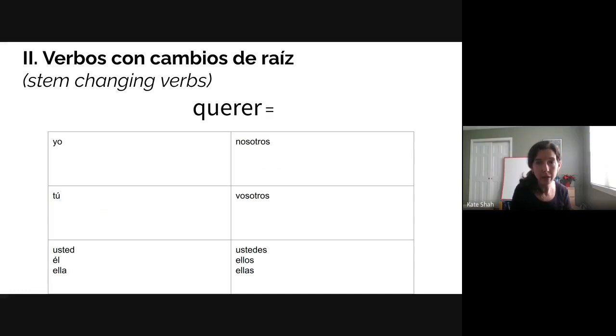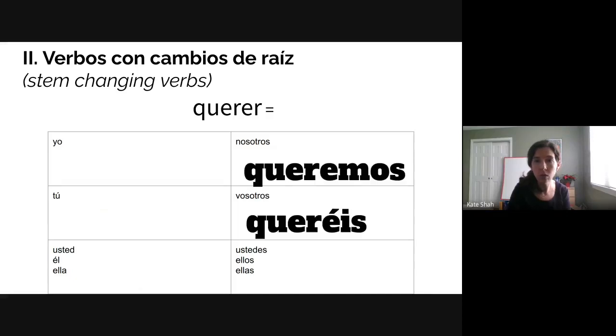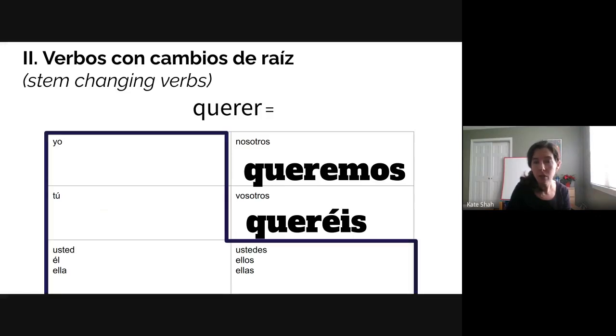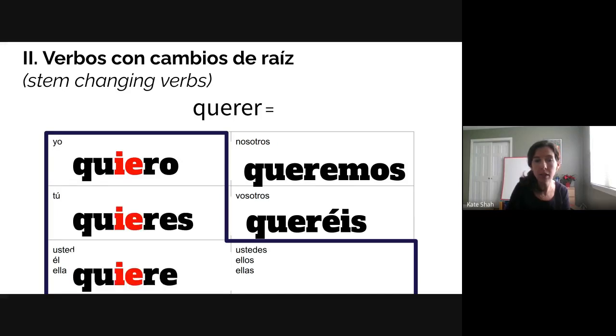We also have, instead of an O to UE stem change, the verb querer, to want. The nosotros and vosotros are regular. In querer, the E changes to an IE. So yo quiero, quieres, quiere, y quieren. So instead of an O to UE, this is an E to IE.